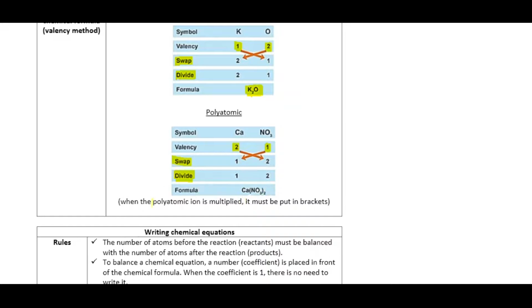One important point to note is that for a polyatomic ion, if there are, for example, 2 of such ions within the compound, you must put a bracket to indicate that this NO3 collectively is considered as one polyatomic ion, and there are 2 of such polyatomic ions. Therefore the bracket must be around the entire NO3, to show that there are 2 NO3, or nitrate ions.